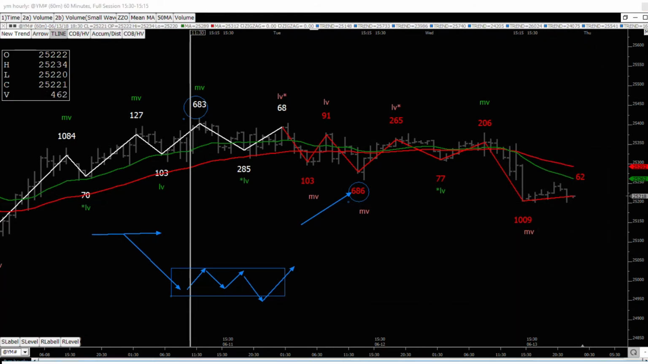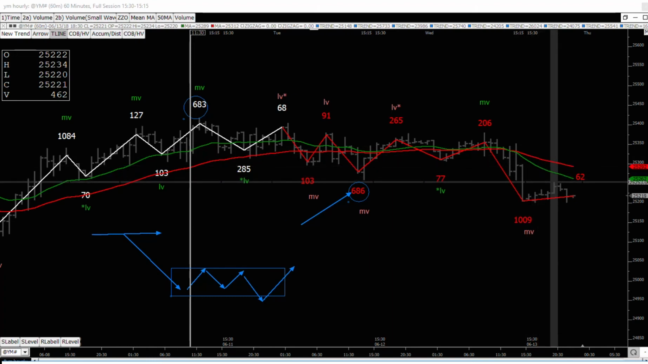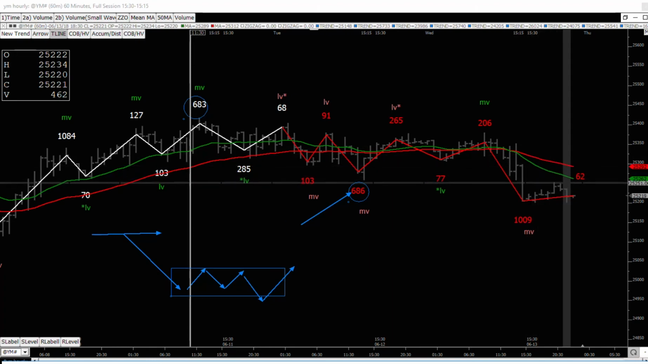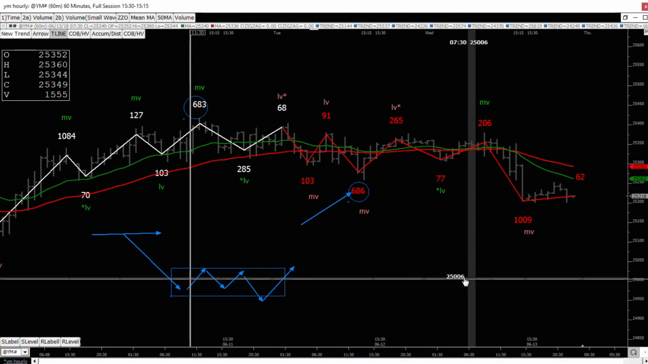So now I expect this move down to be significant. And again, this is educational only. It's like talking out loud, but that's what I think is setting up. And that's all, folks.